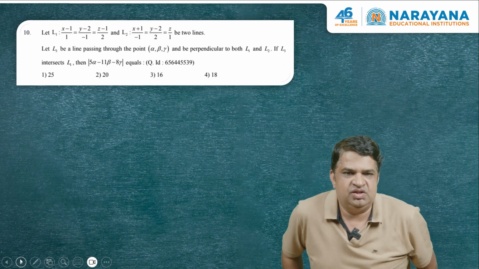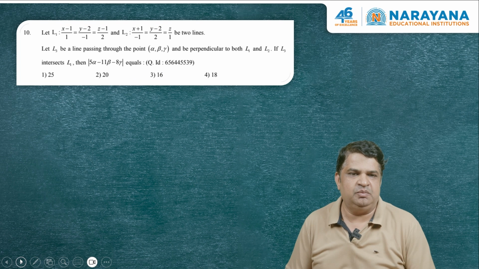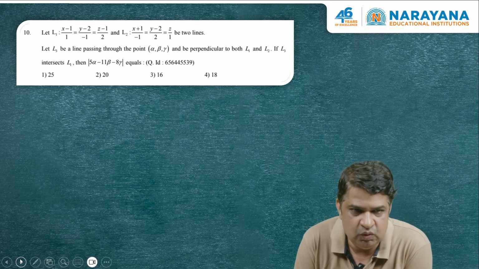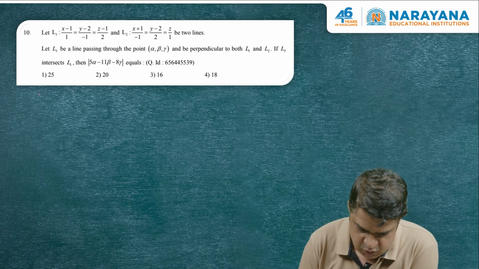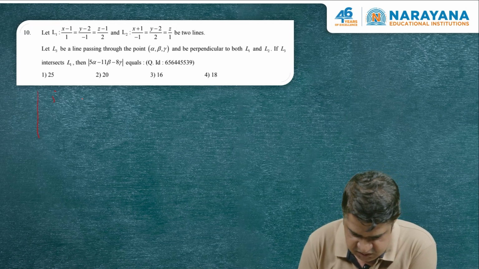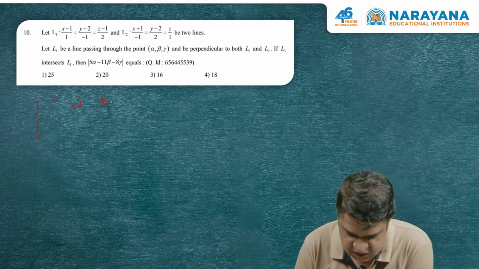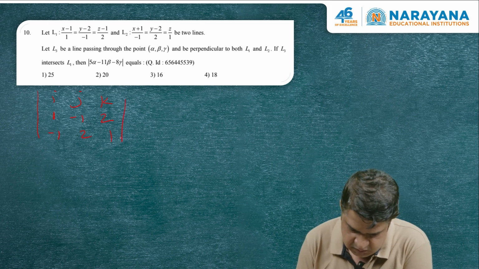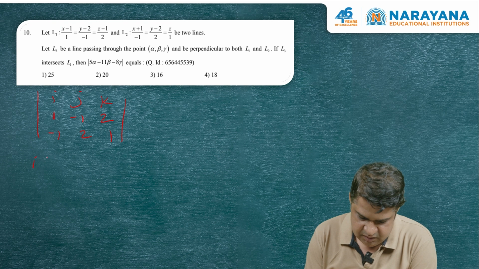Okay, two lines are given. Let L3 be a line passing through (alpha, beta, gamma) and perpendicular to both L1 and L2. If L3 is perpendicular to both L1 and L2, its direction ratios can be obtained as the cross product of (1, -1, 2) and (-1, 2, 1). So, what will we get?